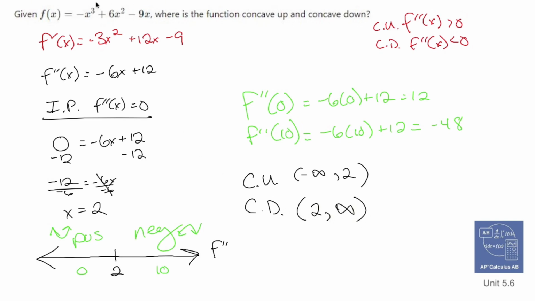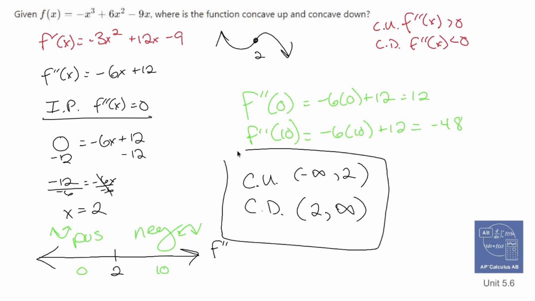And this makes sense. This is a cubic. Cubic looks like this. So at some point here, and that point is going to be 2, we go from concave up to concave down. And I know this cubic looks like that because of the negative in front of x cubed. So it all checks out. It all checks out, baby.